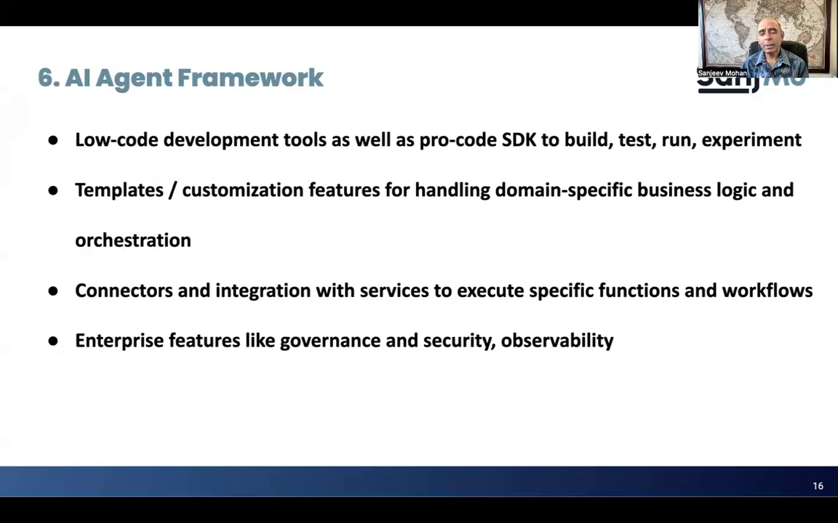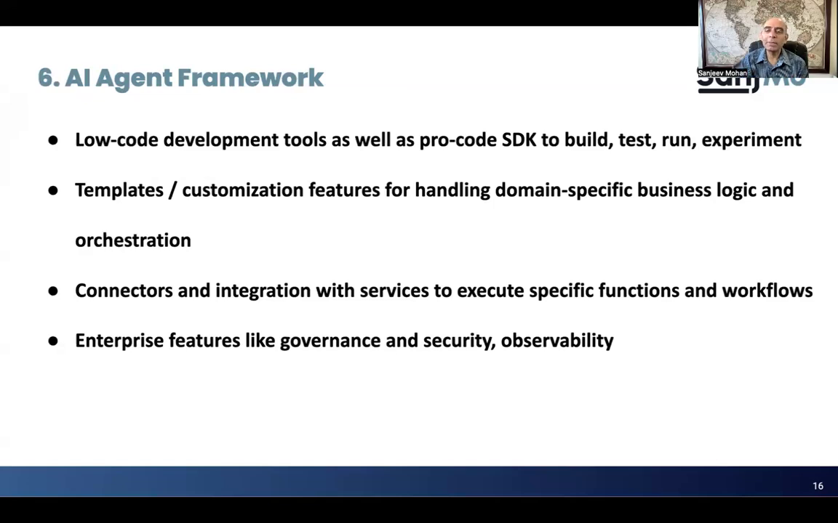In fact, at Ignite 2024, Microsoft talked about its framework, which we will see on the next slide, where it talked about 1,400 integrations and access to 1,800-plus large language models. It also talked about 10,000 users currently using its framework. It also has enterprise features like governance, security, observability.